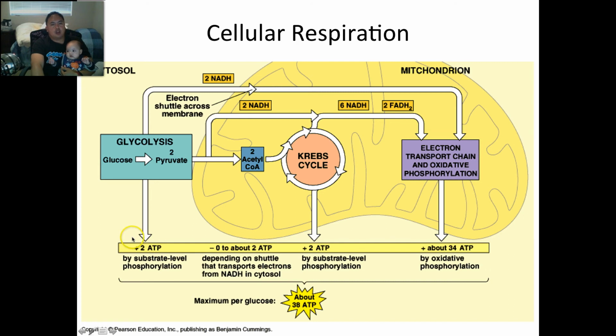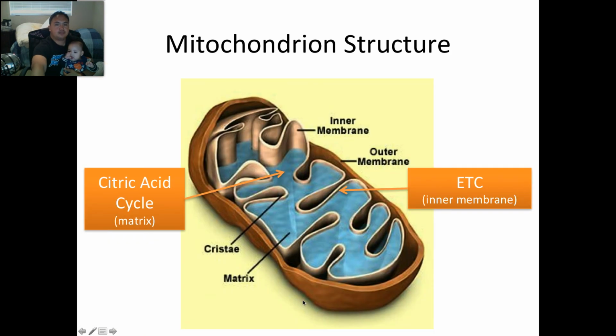So if you remember, glycolysis only created 2 ATP, Krebs cycle only created 2 ATP, but the electron transport chain and oxidative phosphorylation created 34 ATP, and that's where all the energy is made in respiration. Per glucose, per unit of small simple sugars, you get 38 ATP.